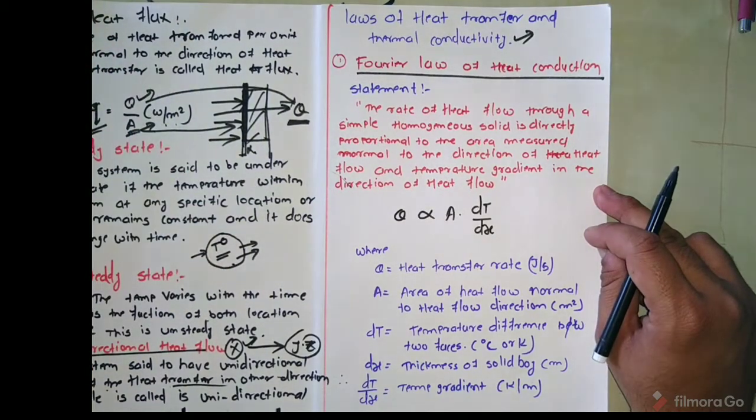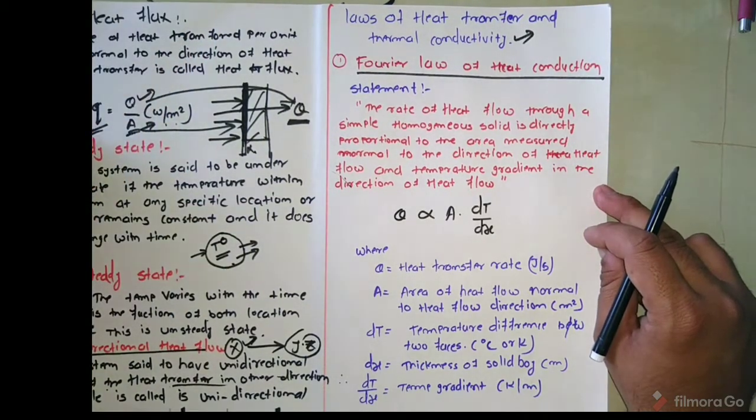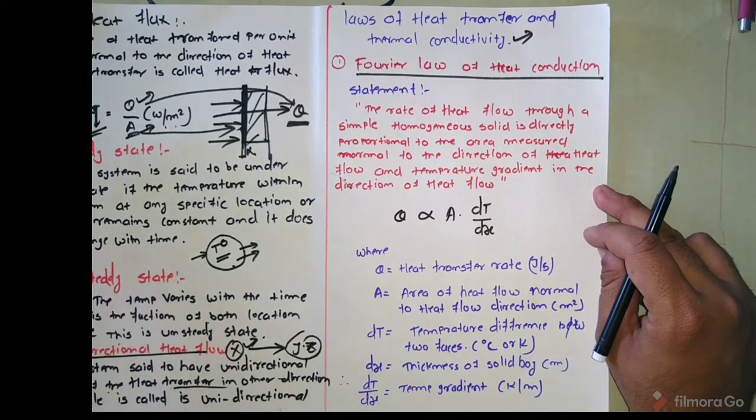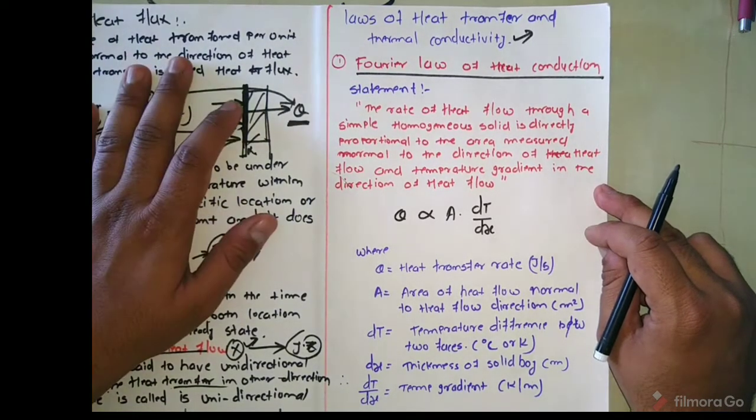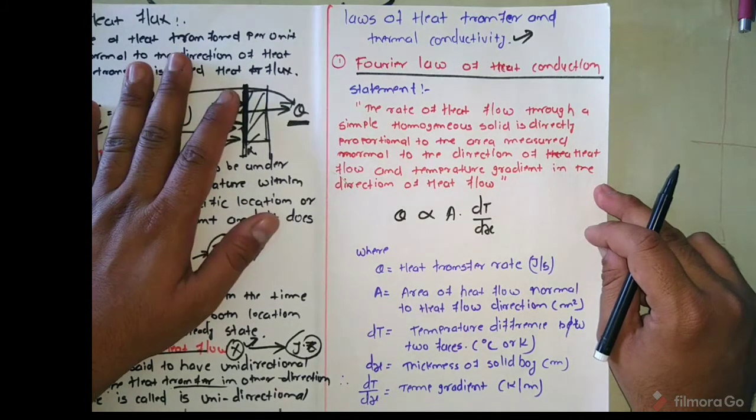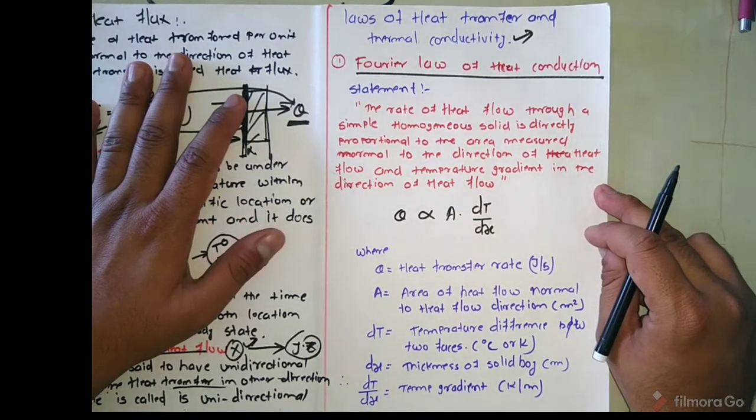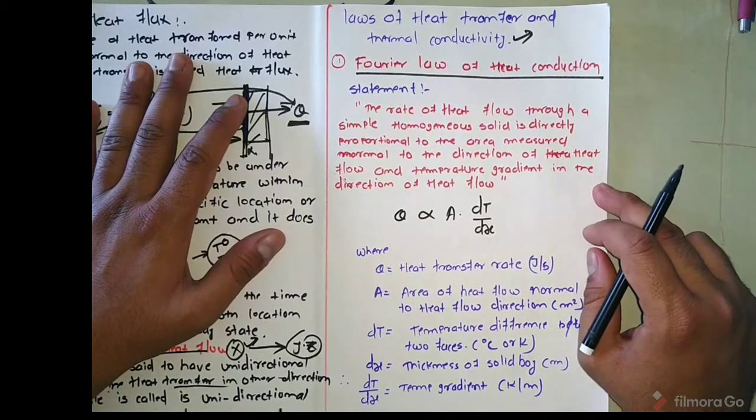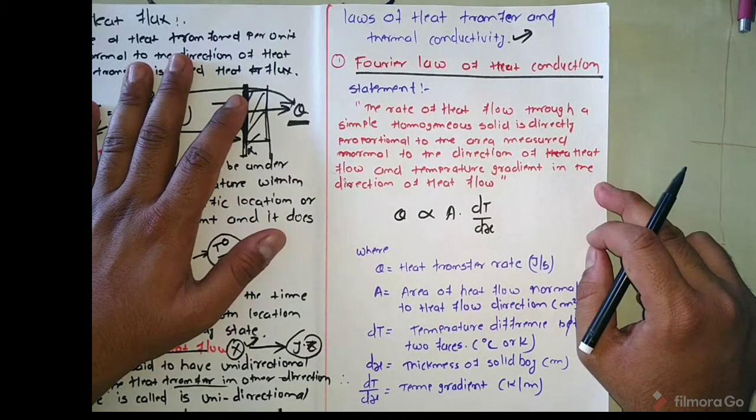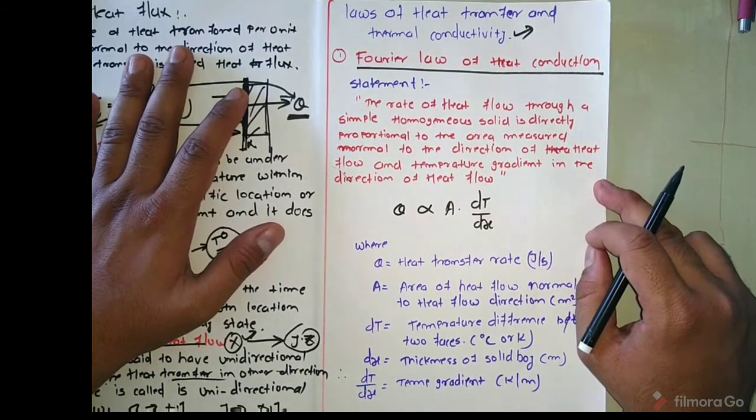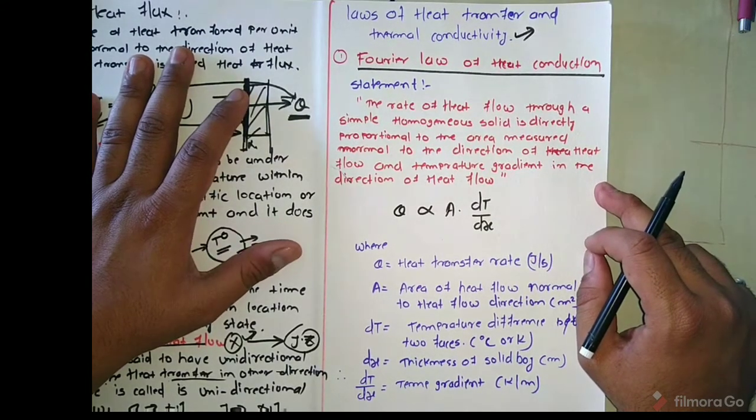we studied a little bit about different definitions. We studied what is conduction, convection, radiation, and the different modes of heat conduction, like first is lattice vibration, second is transportation of free electrons. Then we studied basic definitions like what is heat transfer rate, what is heat flux, what is steady state, what is unsteady state. Today we study the Fourier law of heat conduction.